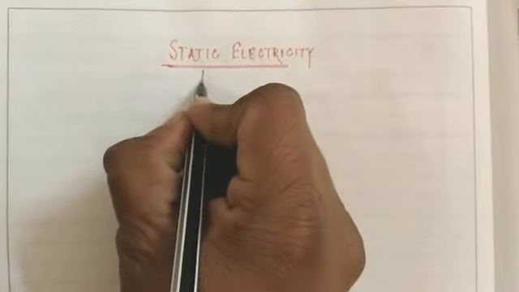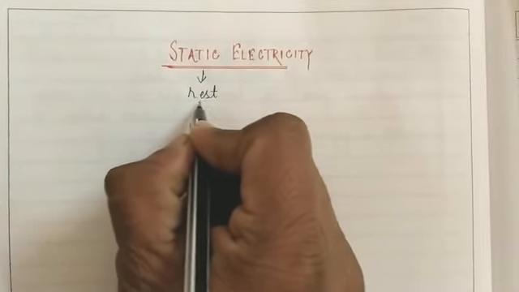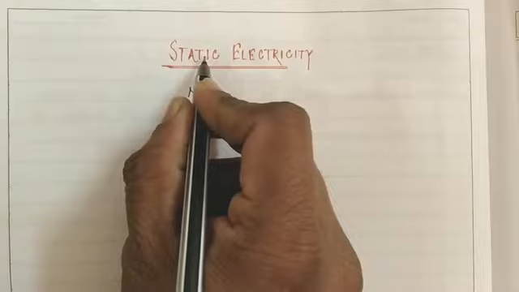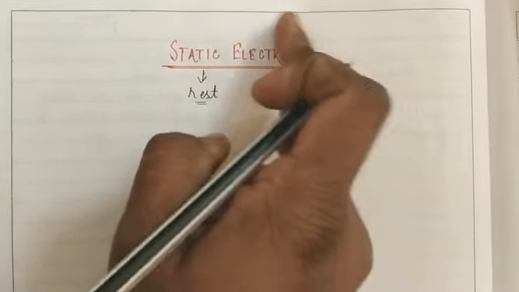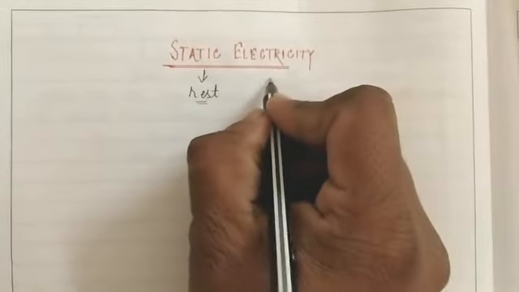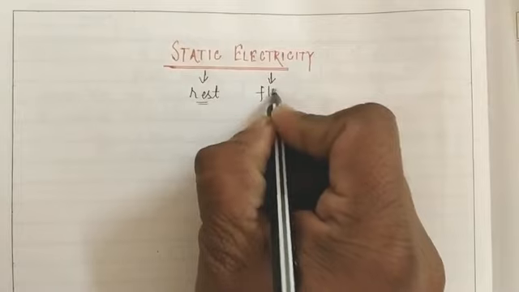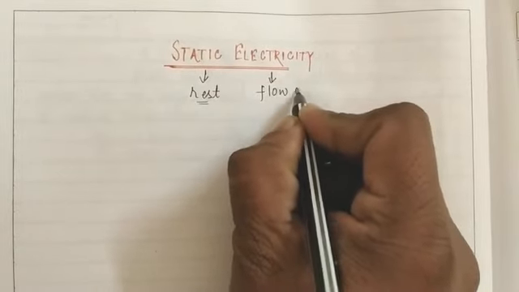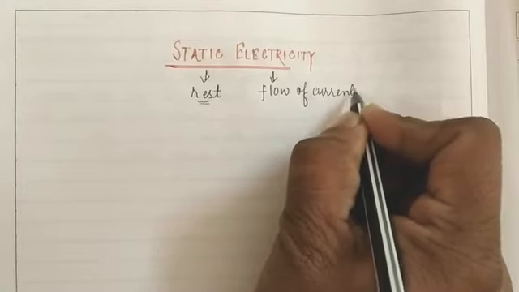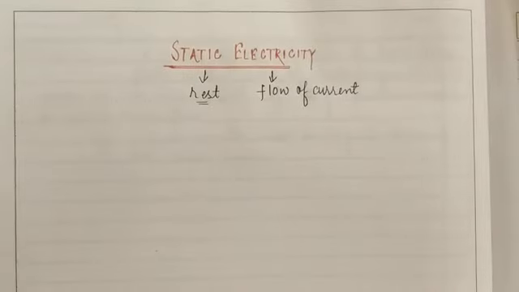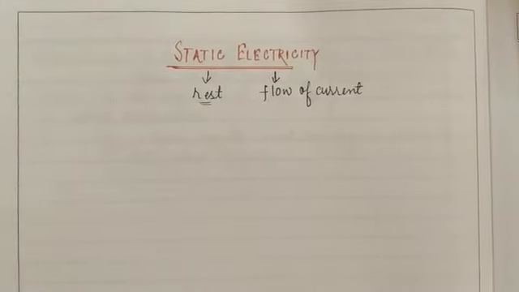Static means something which is at rest. It means that if no change in position takes place, then it is said to be static, or in rest condition. Students, what do we mean by electricity? Electricity means a flow of charges, or flow of current. If there is a flow of current, then we can say that a setup of electricity takes place.